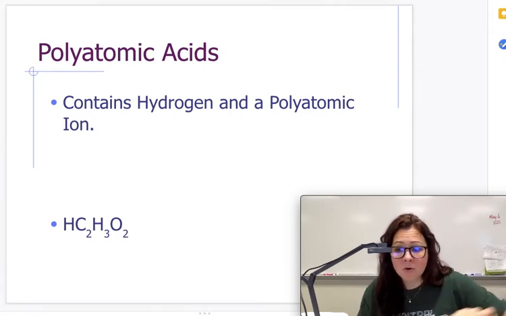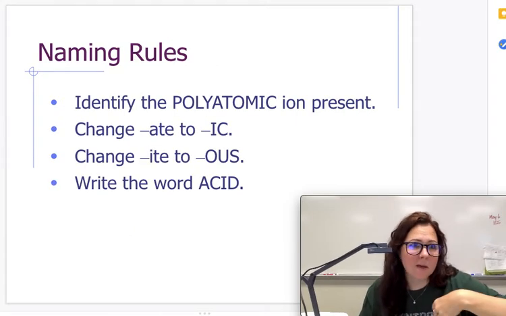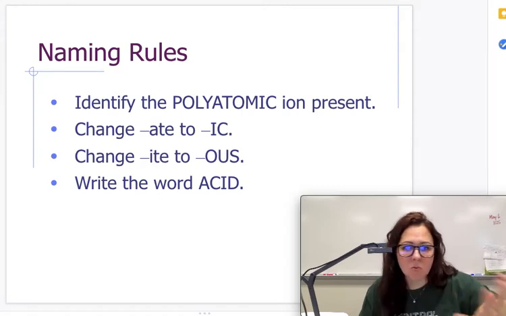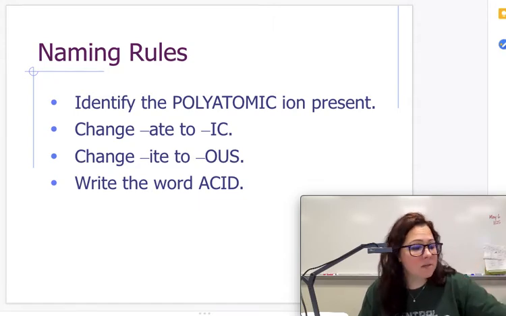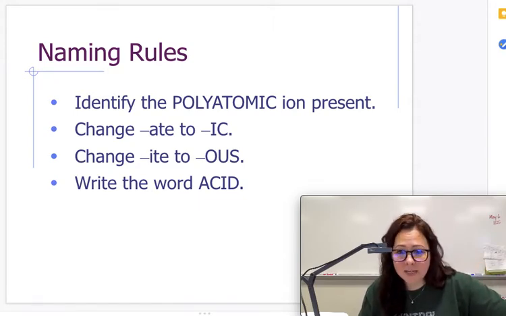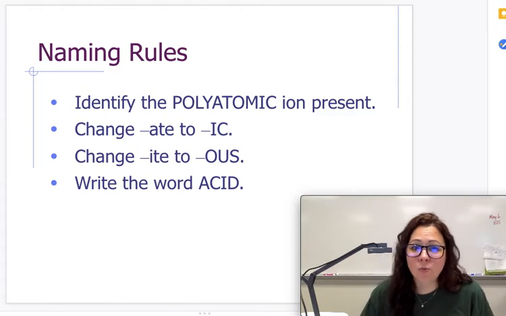There are other polyatomic ions like ammonium. You won't ever find that in an acid. You have hydroxide, which we already talked about. Cyanide, we already talked about. But these, your ITE and ATE, are going to follow these rules: they do not get hydro.